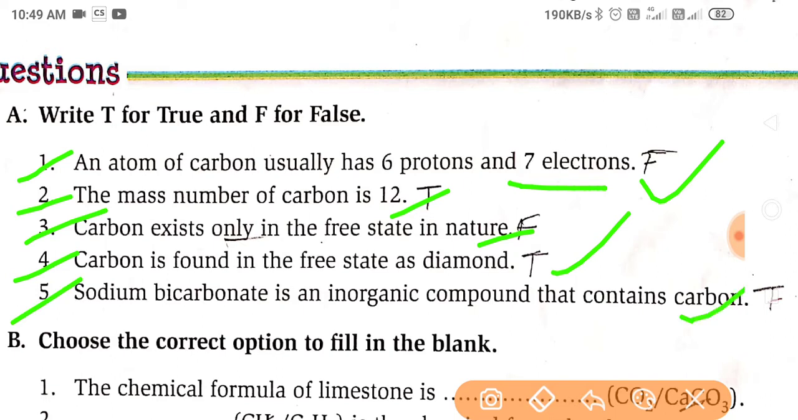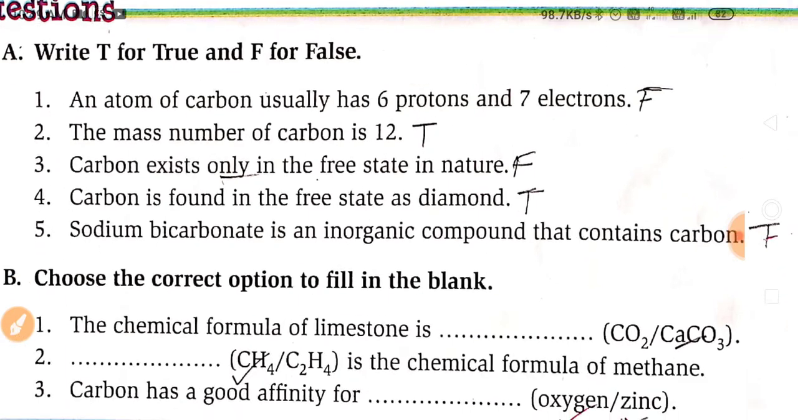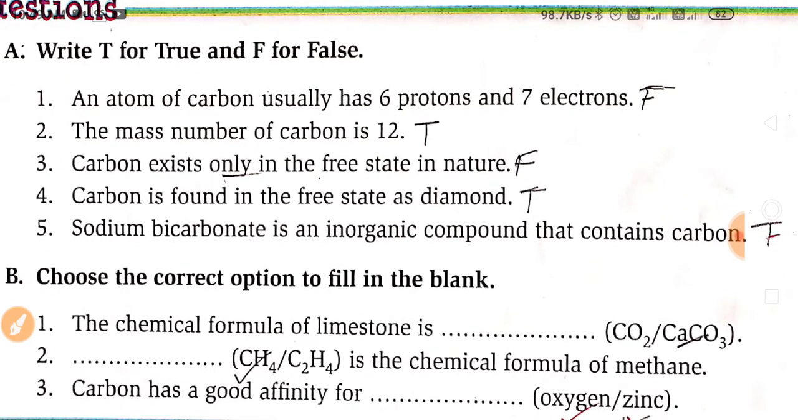So it is also true. Okay, next is choose the correct option to fill in the blank. So first question is the chemical formula of limestone is called in chemistry, in its chemical formula, calcium carbonate. So the right answer is CaCO3, because CO2 is noted for carbon dioxide.